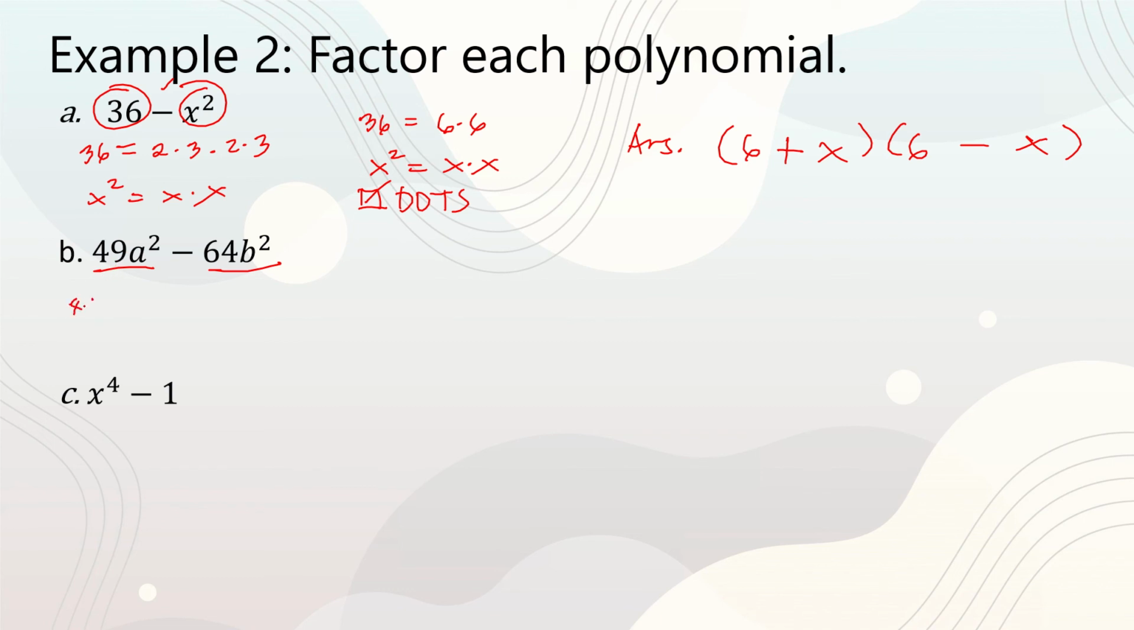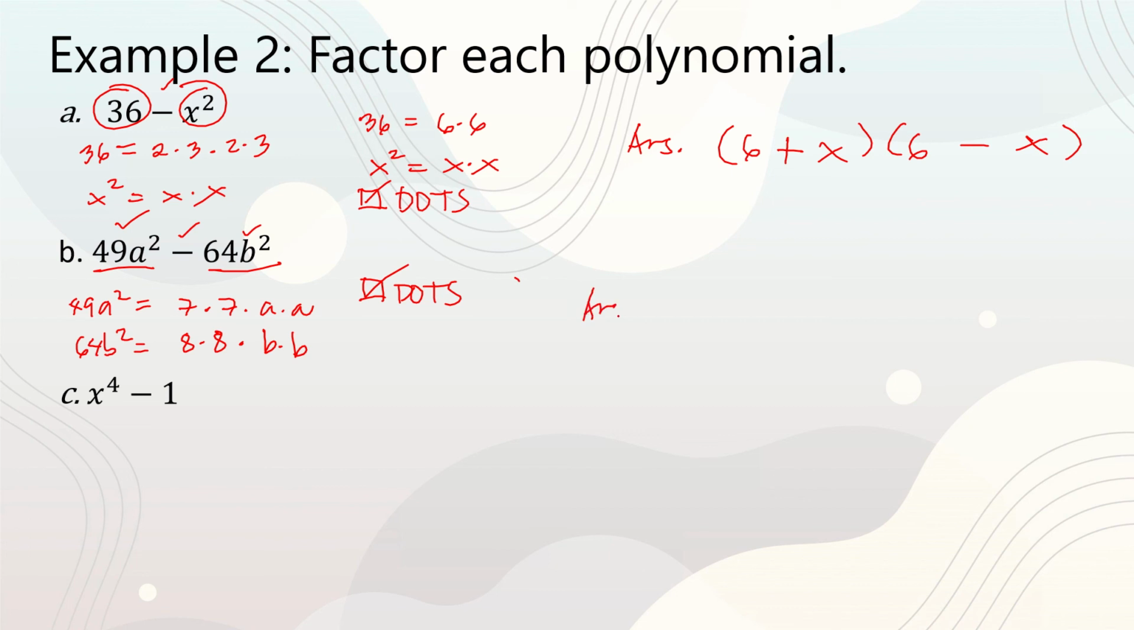So, 49a squared is 7 times 7 times a times a. Habang si second term, 64b squared. That would be 8 times 8. B squared is b times b. So check, then check din naman. So ibig sabihin, factorable by DOTS.